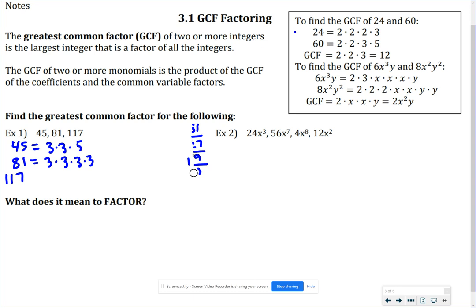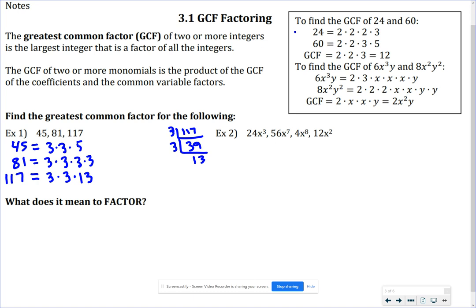So for the 117, I need to break that down as a product of primes. I'm going to try dividing it by 3. 117 divided by 3 is, it does work, it's 39. 39 is divisible by 3. 39 divided by 3 is 13. And 13 is a prime. So I'm finished at this point with my prime factorization for 117.